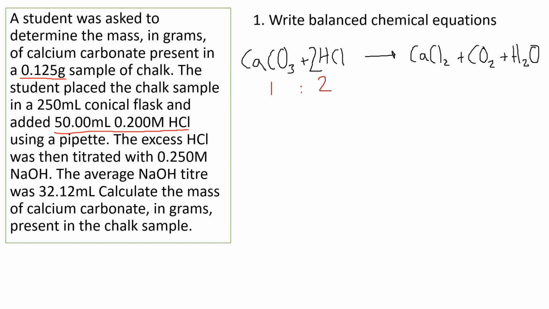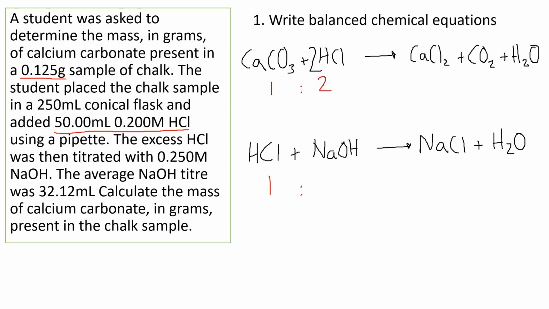We also see that the excess HCl was reacted with sodium hydroxide. That's an acid plus a base, gives a salt and water. And that's already balanced, and it's in a 1-to-1 ratio. So we're going to need this later, so I may refer back to this slide just a few times. Okay, so that's the first thing.